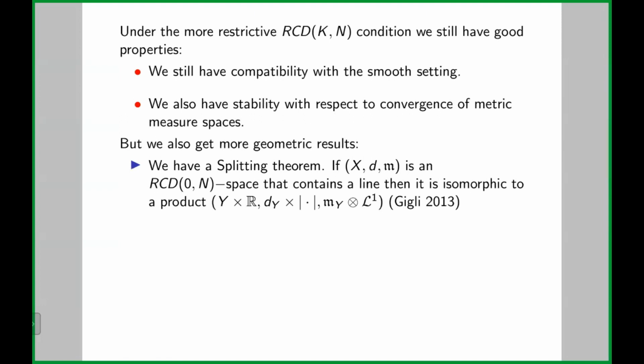We have a splitting theorem, just like in the smooth case by Cheeger and Gromoll, which says that if you have an RCD(0,N) space, which contains a line, that is, there's an isometric embedding of the whole R into our space X, then it is actually isomorphic to a product of Y times R with a product metric and a product measure. And the thing here is that this space Y is an RCD(0,N-1) space.